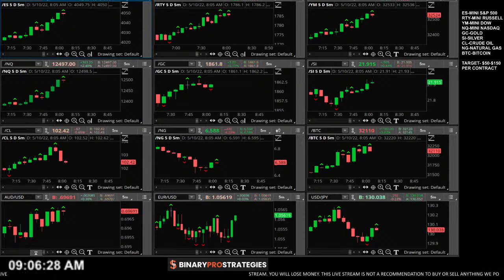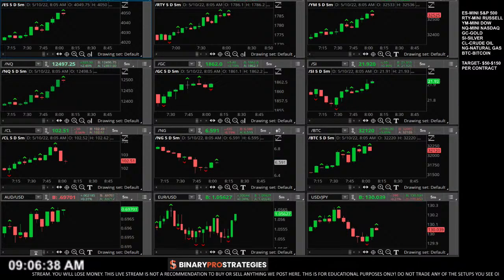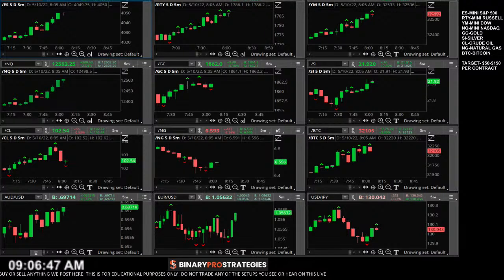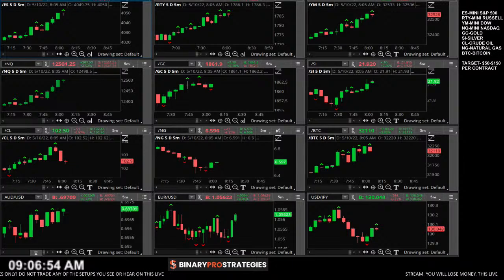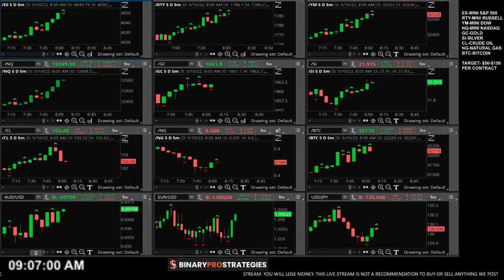Okay, possible buy coming up on the US yen. Gonna watch that. Still have a little bit of time here to make sure that this pattern develops. Nothing on the indices this morning. Indices looking strong. Expect a higher opening on the Dow this morning. Possible buy forming on the gold, maybe a possible buy forming on the silver.